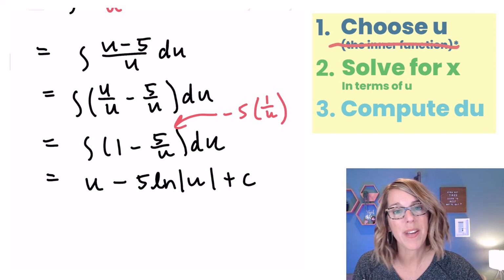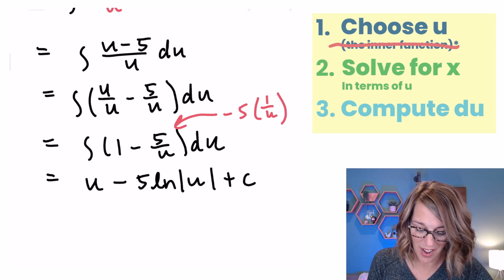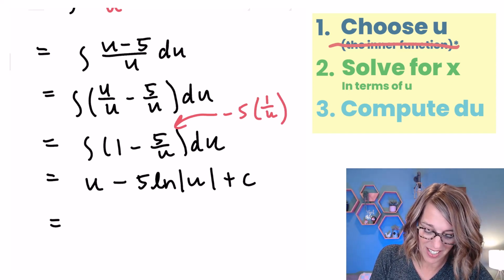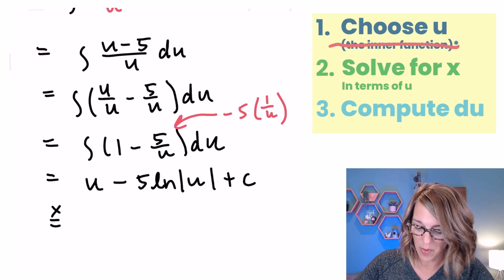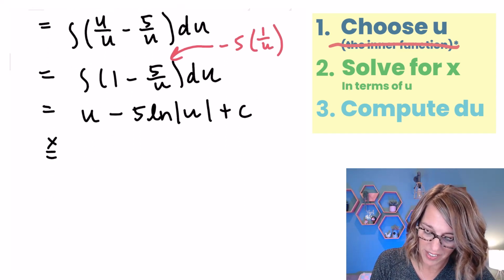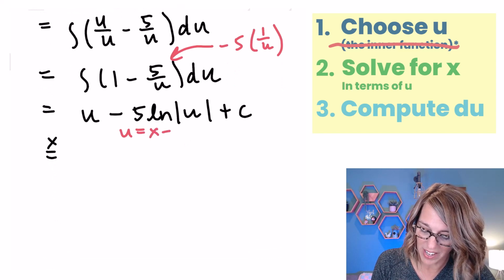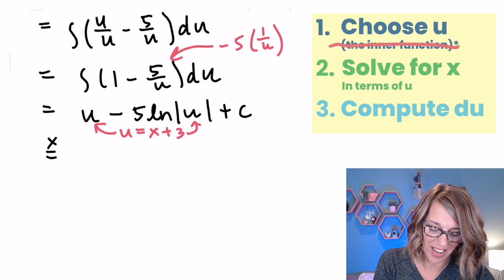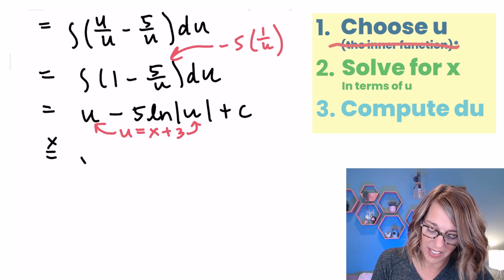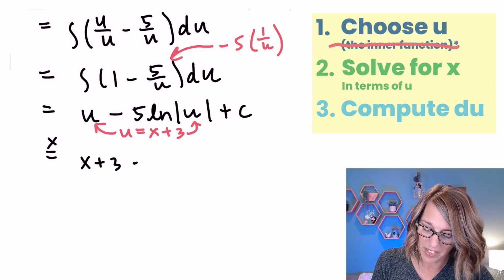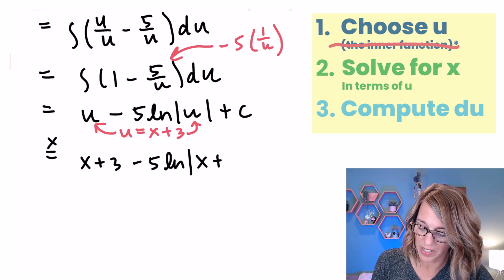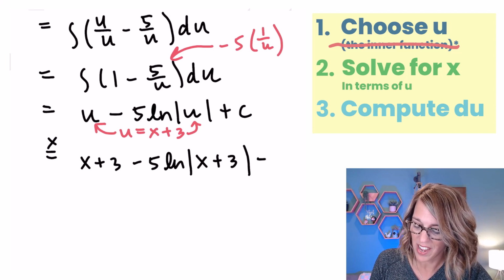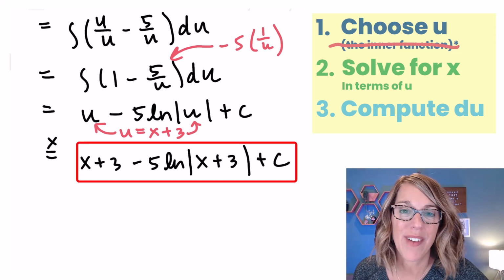Now I've got one more step, and I want my answer to be in terms of x. So as I'm getting this in terms of x, I need to go ahead and replace u with what it was. u was x plus 3. That's going to replace that u, and it's going to replace that u. So I end up with x plus 3 minus 5 natural log. I'm going to put that in absolute value. x plus 3 replaces that u, and then plus a c, and we've got our answer.